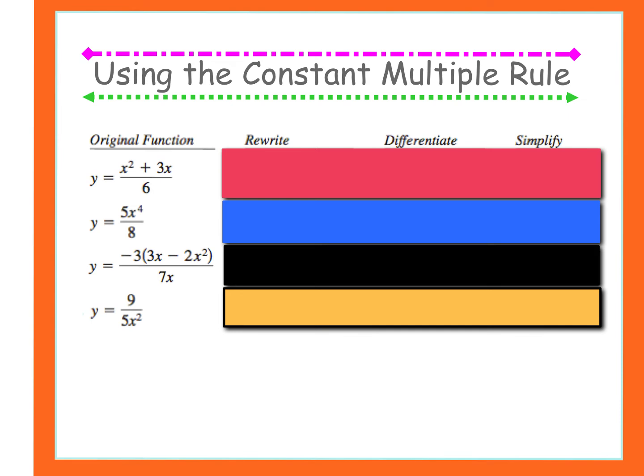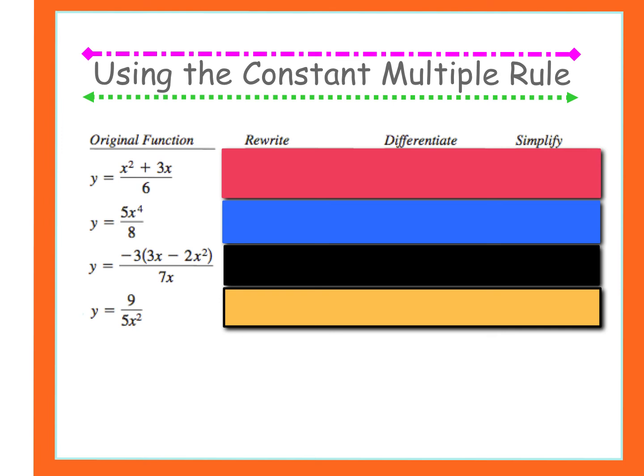Sometimes it really looks like you have a quotient. You've got a fraction there, so it's got to be the quotient rule, right? I would highly advise not doing the quotient rule unless you have to. It's a little time consuming, is it not? Yes. So let's look at some of these.